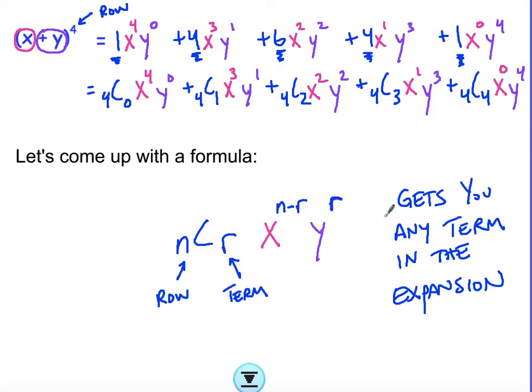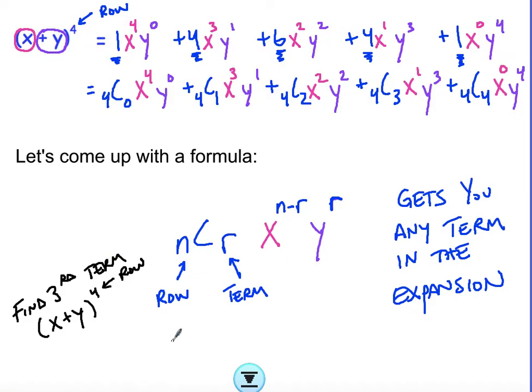Let's say we want to find the third term. So we're finding the third term of x plus y to the fourth without having to write the whole thing out, which we've already done. But let's pretend we don't want to have to do that. We just want to find the third term, that's all. So you need to remember that the exponent, that is the row that we went to. Remember, we went to the fourth row to get our leading coefficients. And then 3 is our term.